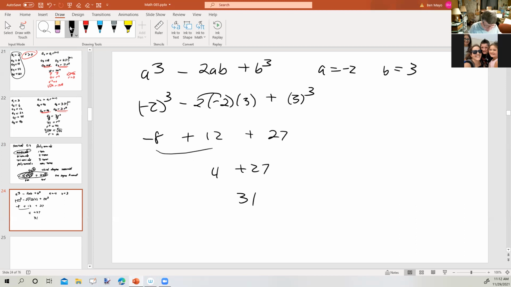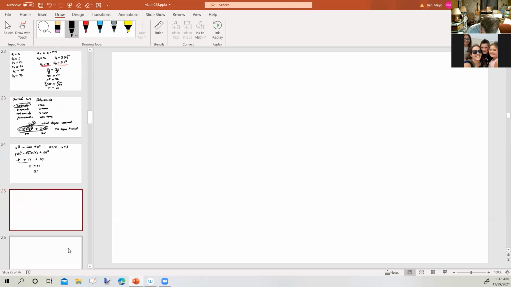Okay, we'll go on to section 5.5. We'll get as far as we can and then we'll pick up from there tomorrow at the end of chapter 5. So this is section 5.5, adding and subtracting polynomials.